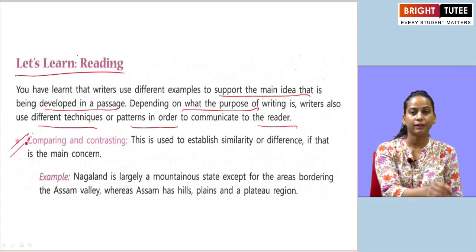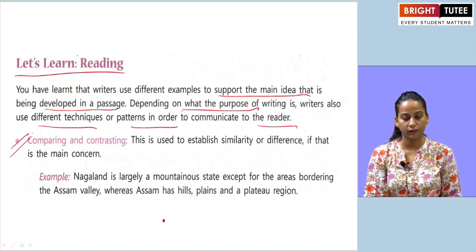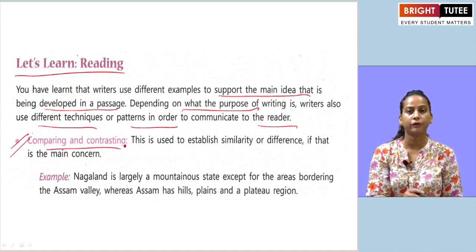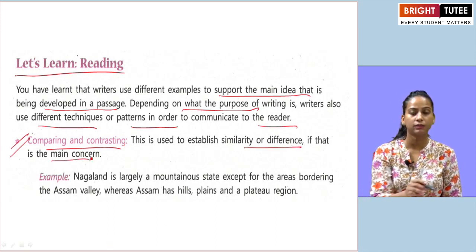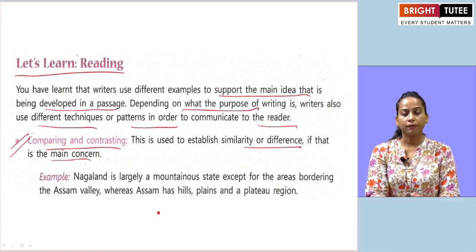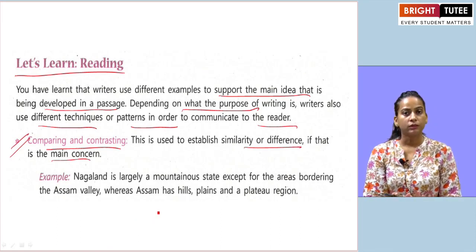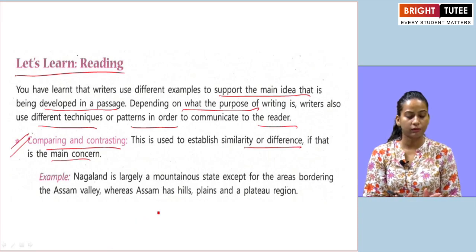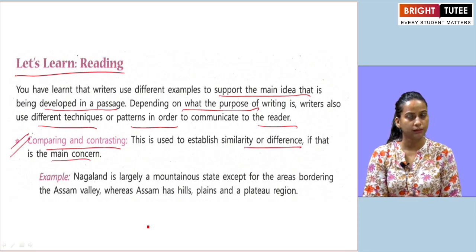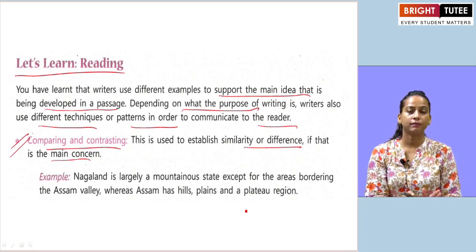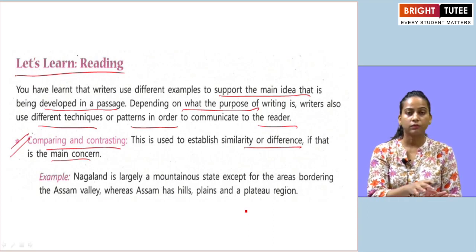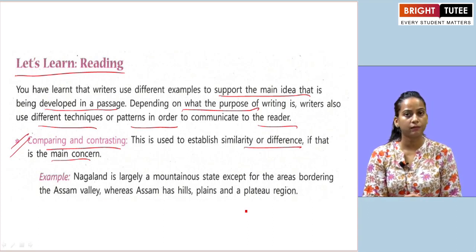So, the different techniques we are going to talk about here. The first one is comparing and contrasting. This is used to establish similarity or difference if that is the main concern. So, if somewhere the writer would like to show the comparison or contrast between two things, that is going to be the main idea of the given text. How can we see it? How can we say that it is a contrast or comparison being done by the writer?